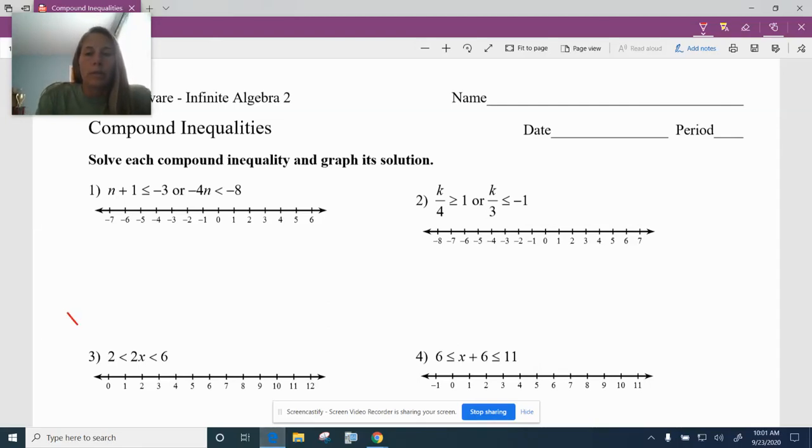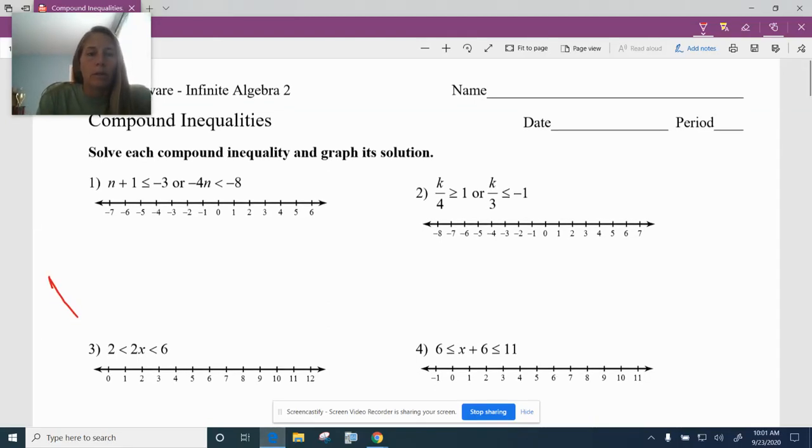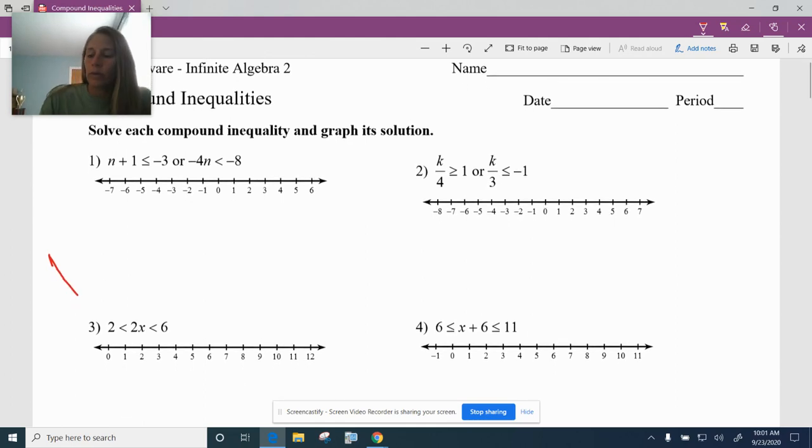All right, good morning. So today we are going to go over some compound inequalities. Compound inequalities are those inequalities that are separated by an and or an or sign. So for example, if I have this problem here in number 1 and there's an or sign in the middle, essentially I'm doing two separate problems here, and I'm just going to graph the two answers on the same number line.